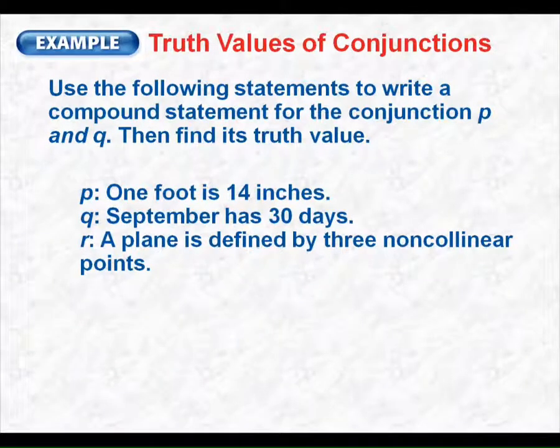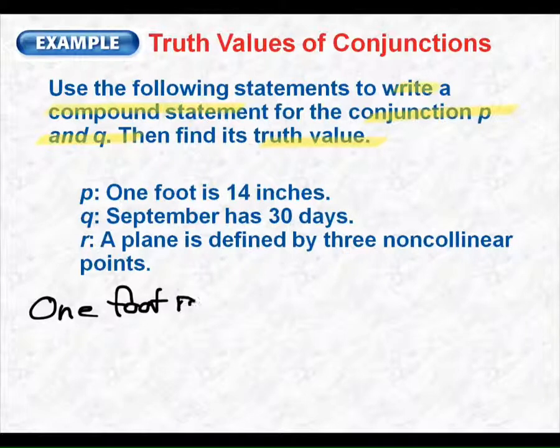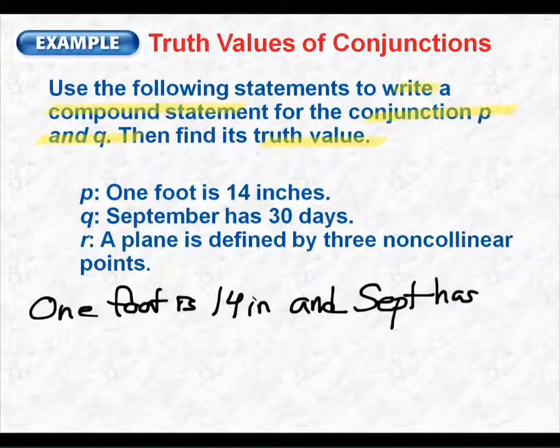Let's look at this. It says use the following statements to write a compound statement for the conjunction P and Q, then find its truth value. So I need to write the statement first, and it's a conjunction of P and Q. Statement P says 1 foot is 14 inches. Statement Q says September has 30 days. So I would say 1 foot is 14 inches, and, I used the word and because it was a conjunction, September has 30 days. So that's writing the compound statement.